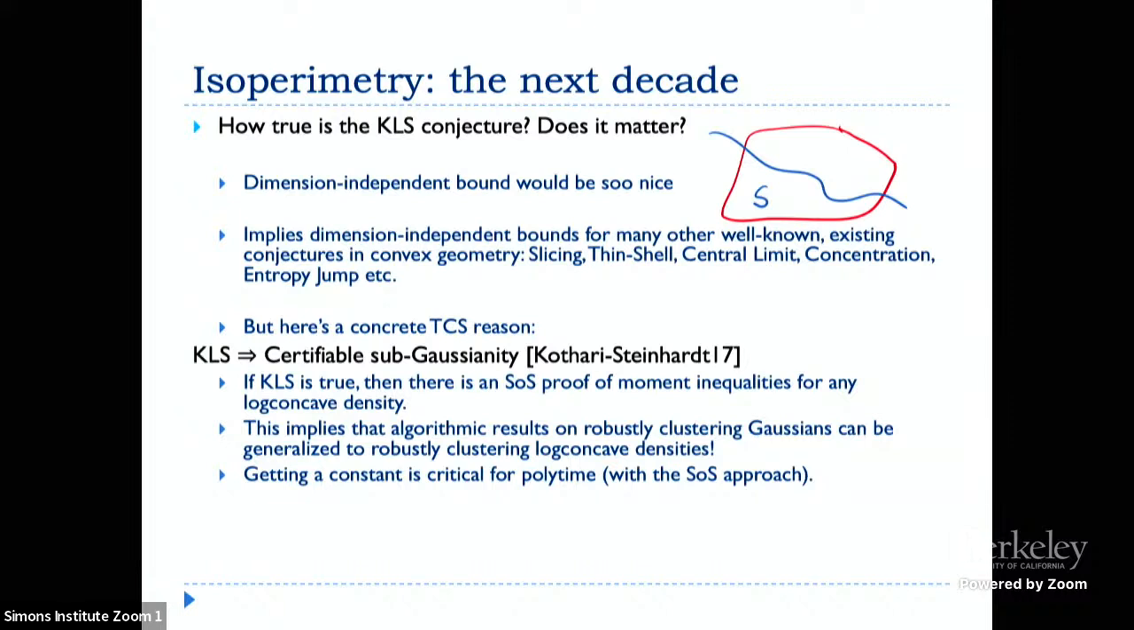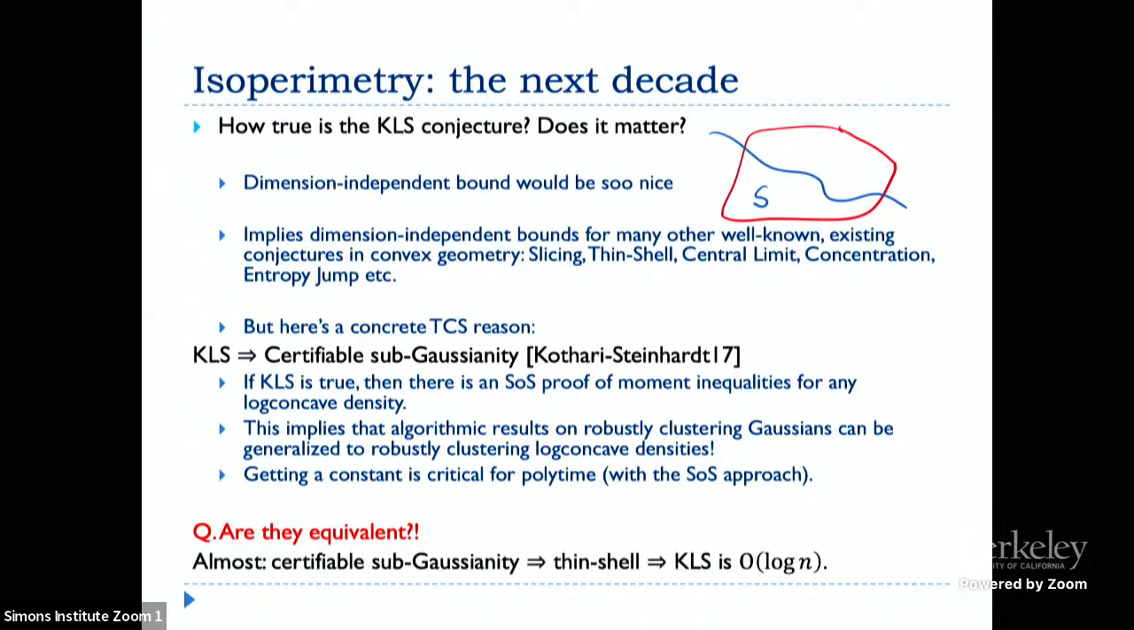This was in the work of Kothari and Steinhardt. And so getting a constant is very important. Log means you still get an n to the log type algorithm as opposed to a polynomial type algorithm. Are these equivalent? Does certifiable sub-Gaussianity imply KLS? I don't know. But up to log, it's trivial. Okay. Because it implies thin shell, and thin shell is within log of KLS.